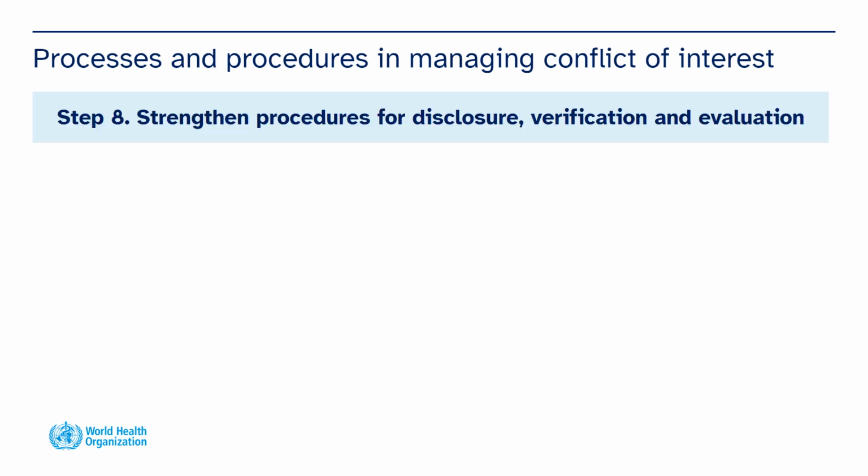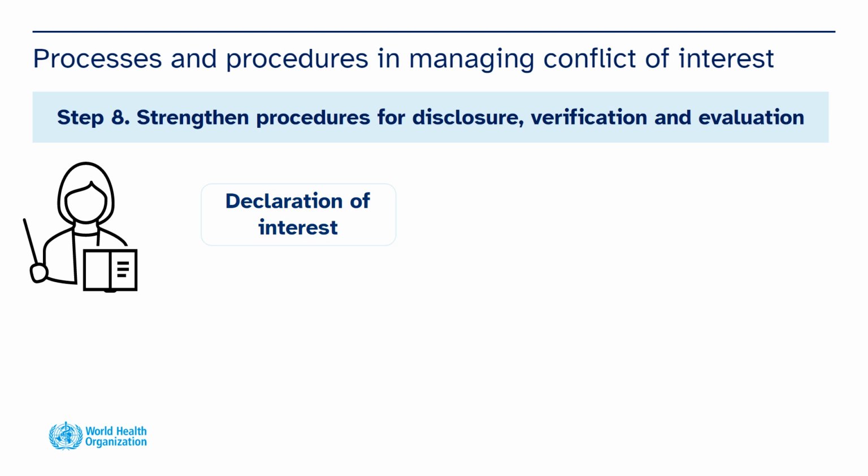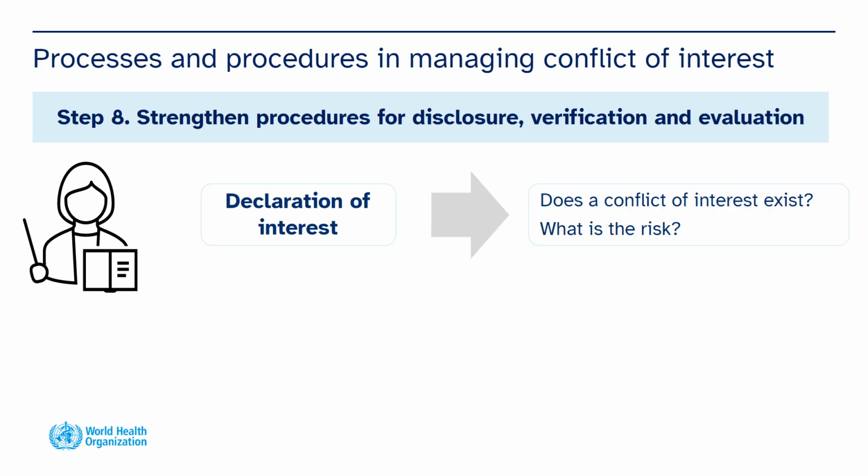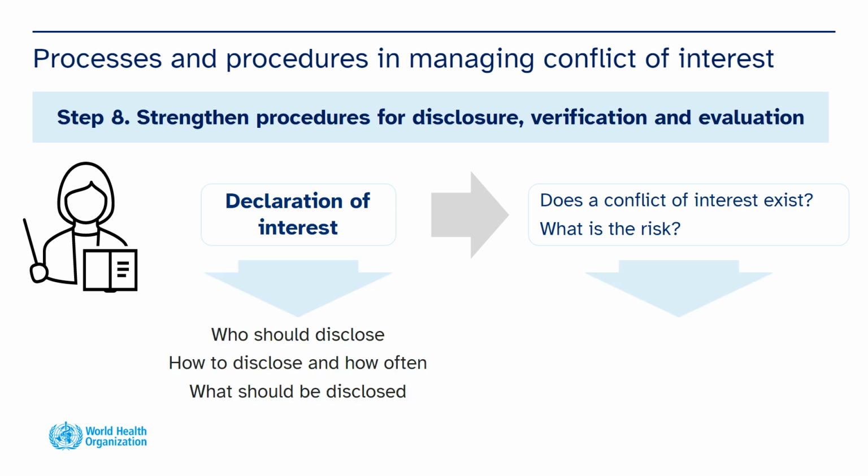Let's continue with Step 8. Strengthen procedures for disclosure, verification, and evaluation. Effective prevention and management of conflicts of interest relies on processes that require individuals to submit declarations of interests and procedures to identify whether any conflicts exist, and the seriousness of the risks they pose. The outcomes of these procedures in turn inform the development of plans for eliminating or managing the identified conflicts of interest. In the next slides we will look at who should disclose interests, how to disclose and how often, what should be disclosed, and processes for verification and review of disclosed interests.